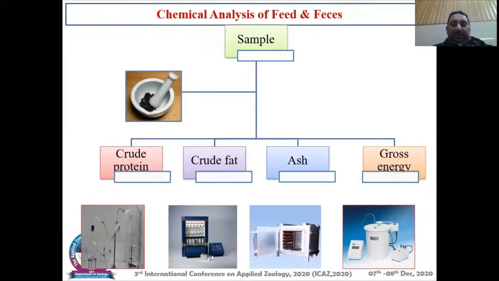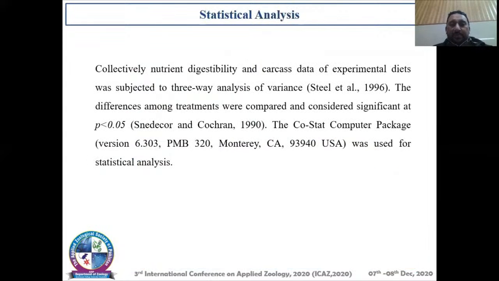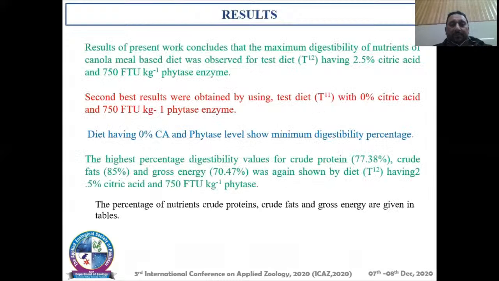Firstly, the feed and feces samples were homogenized with the help of pestle and mortar. Crude protein was determined by Kjeldahl. Crude fat was determined by petroleum ether, ash by electric furnace, and gross energy by bomb calorimeter. A three-way ANOVA was used in my research work.